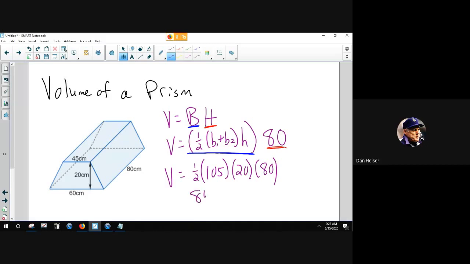Looks like it is going to be 84,000 cubic centimeters. Area is a square unit, and then we are multiplying by one more unit, and that's where the cube comes from. We are taking an area times another unit, which bumps that exponent up one more, which we also call cubed.